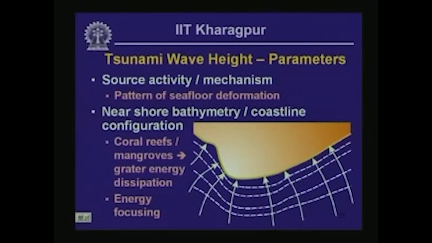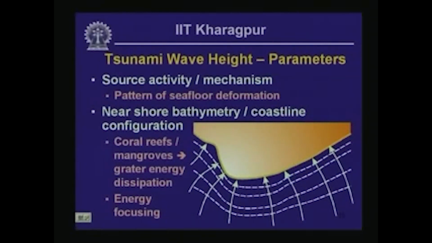The second aspect that governs tsunami wave height is near-shore bathymetry and coastline configuration. Basically, in areas where the coastline projects or thrusts towards the sea, these types of headlands are more susceptible to tsunami damage, because in those situations the energy that propagates with the tsunami wave gets focused towards the portion of the land that is jutting into the sea, and that is illustrated by the sketch near the bottom right of this slide.